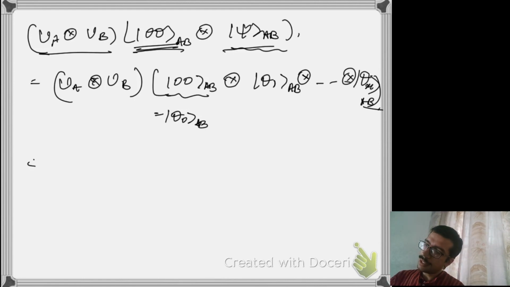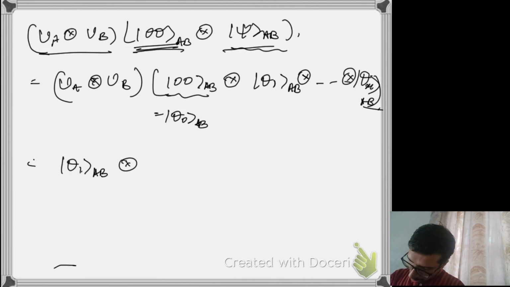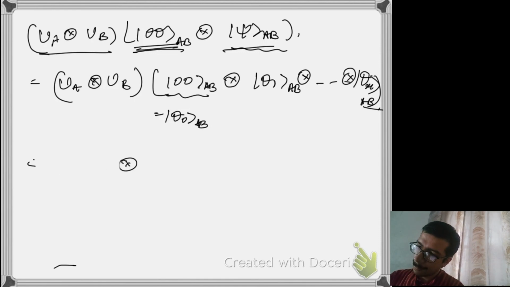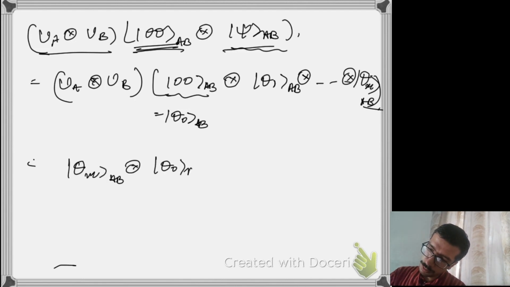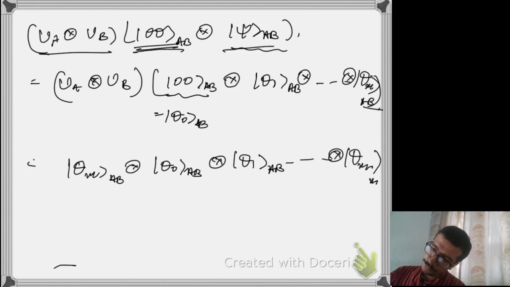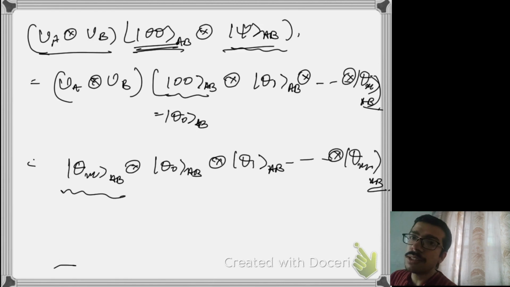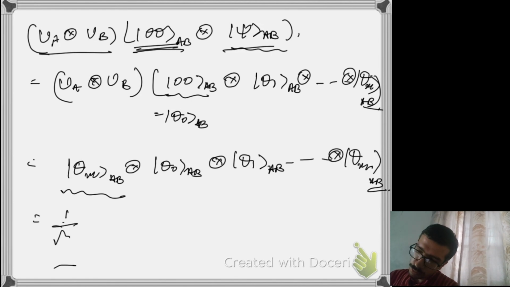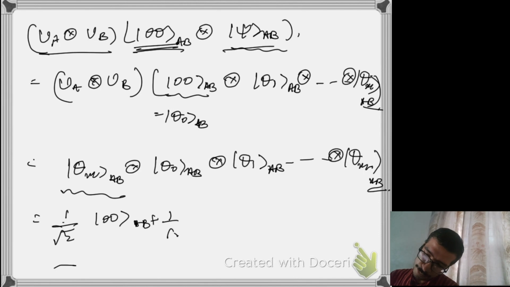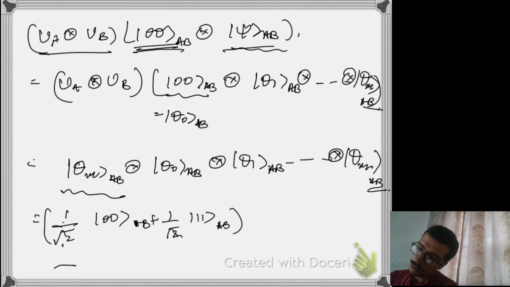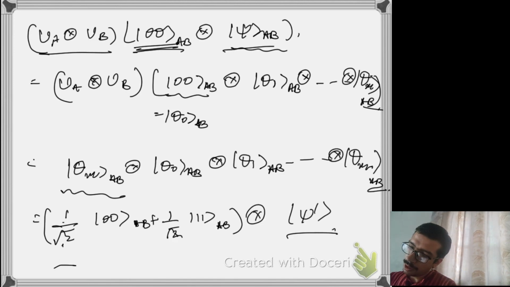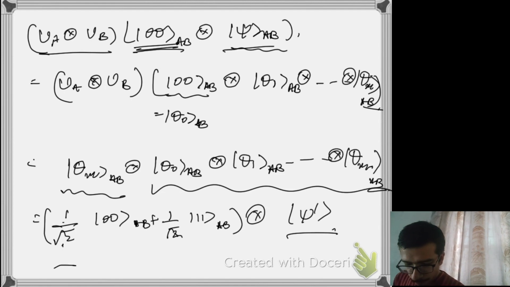So when they perform this right cyclic shift, everything moves one step to the right, and what you get is theta m AB tensored theta 0 AB tensor theta 1 AB up to tensor theta m minus 1 AB. And theta m is nothing but 1 by root 2 0 0 AB plus 1 by root 2 1 1 AB, and then this whole thing is tensored with the state psi prime. So psi prime is nothing but this state theta 0 up to theta m minus 1, right?